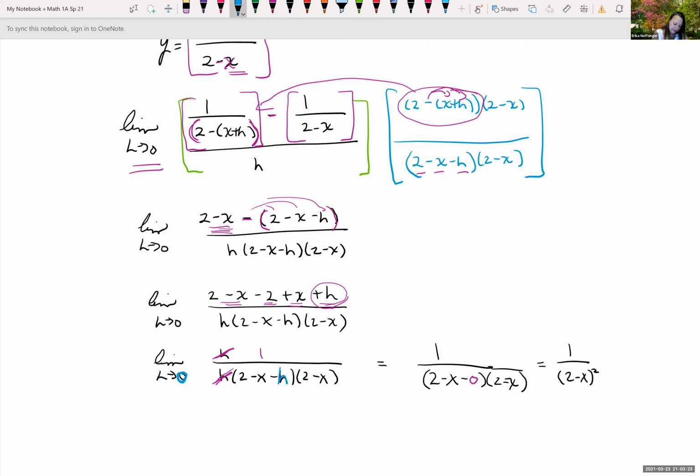And there's only one place that we see an h, and so plugging in 0 there, we get 1 over this 2 minus x, all times the quantity 2 minus x, which we can say is the same thing as 2 minus x quantity squared. So 1 all over 2 minus x quantity squared.